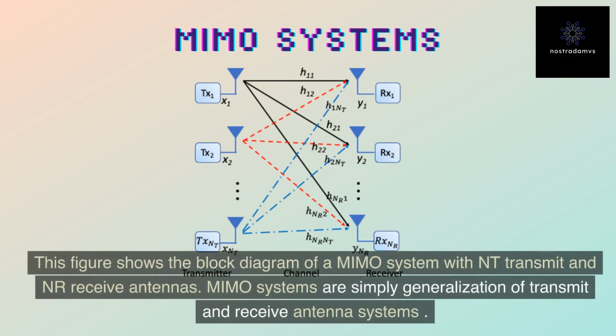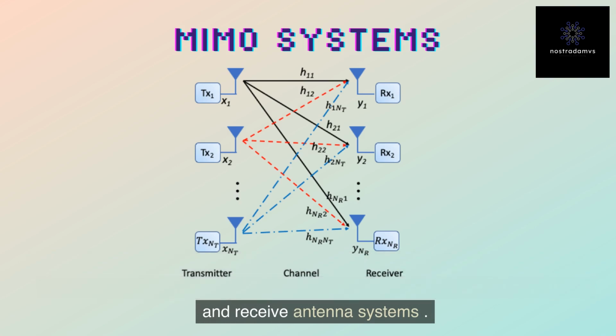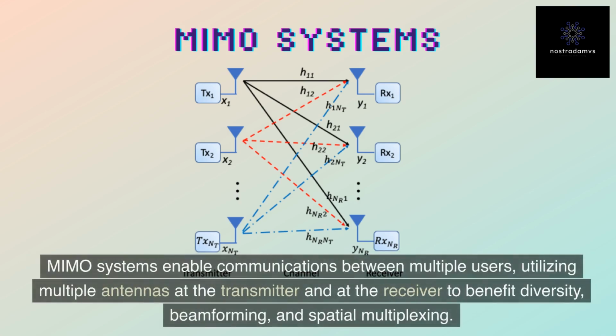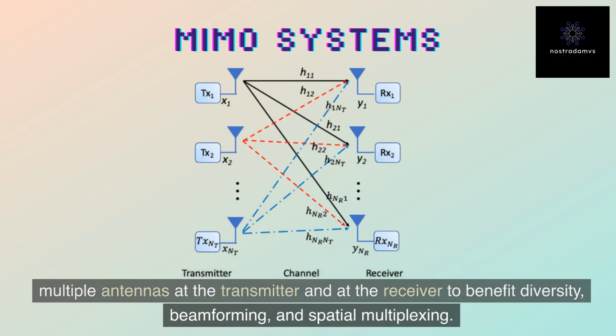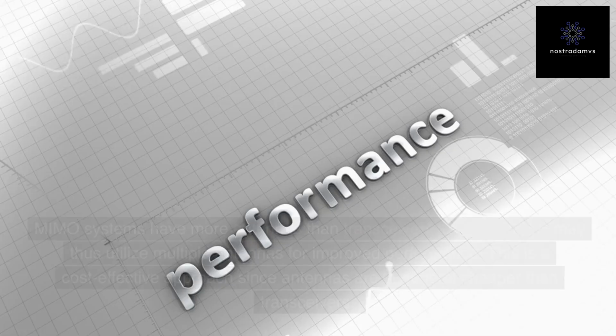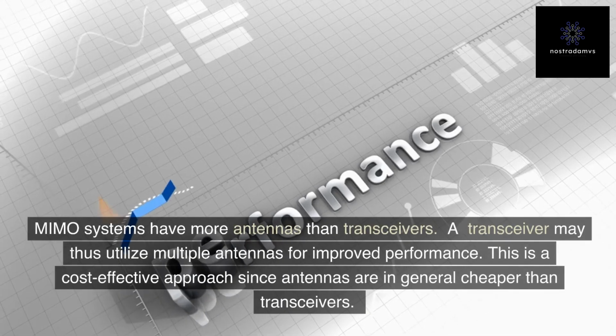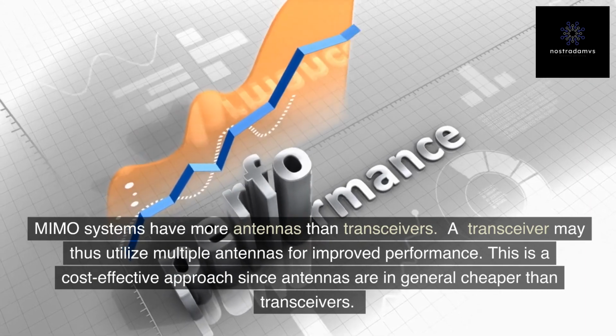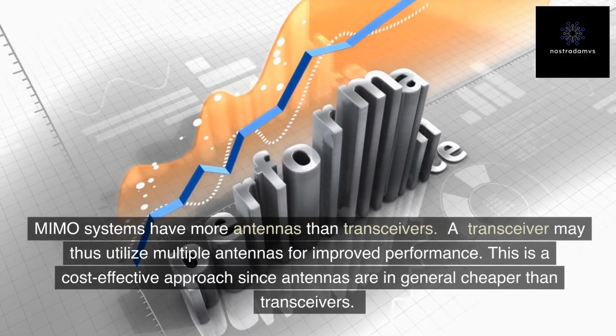Multiple input multiple output, or MIMO systems. This figure shows the block diagram of a MIMO system with NT transmit and NR receive antennas. MIMO systems are simply a generalization of transmit and receive antenna systems. MIMO systems enable communications between multiple users, utilizing multiple antennas at the transmitter and at the receiver to benefit diversity, beamforming, and spatial multiplexing. MIMO systems have more antennas than transceivers. A transceiver may thus utilize multiple antennas for improved performance.